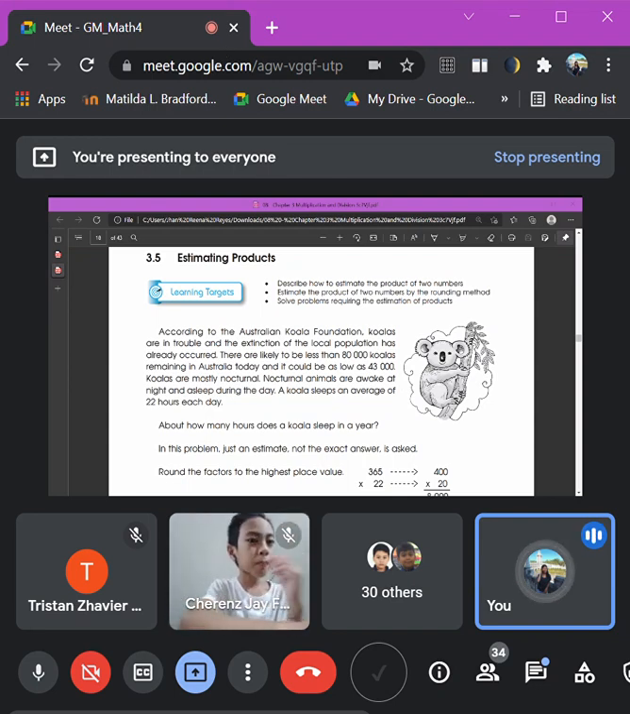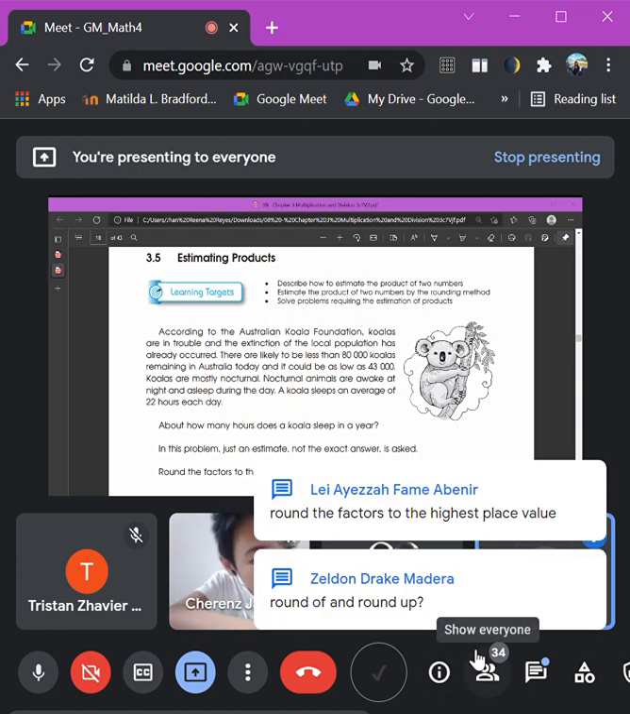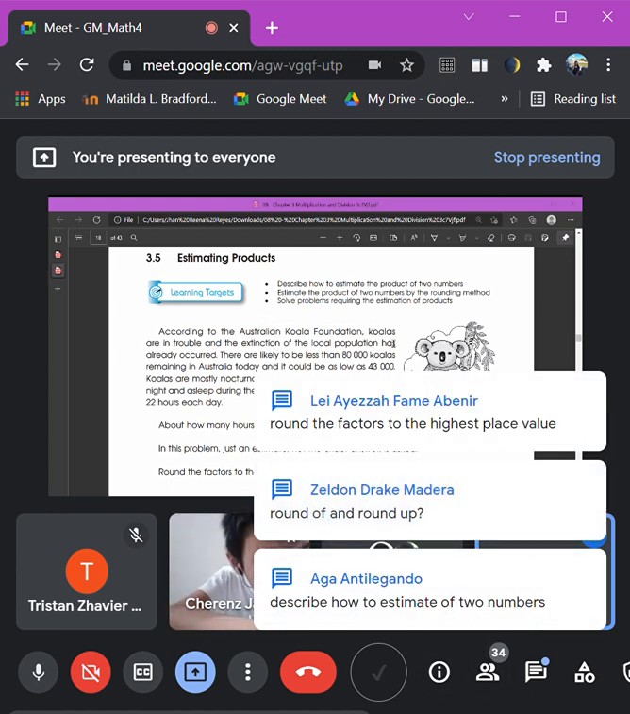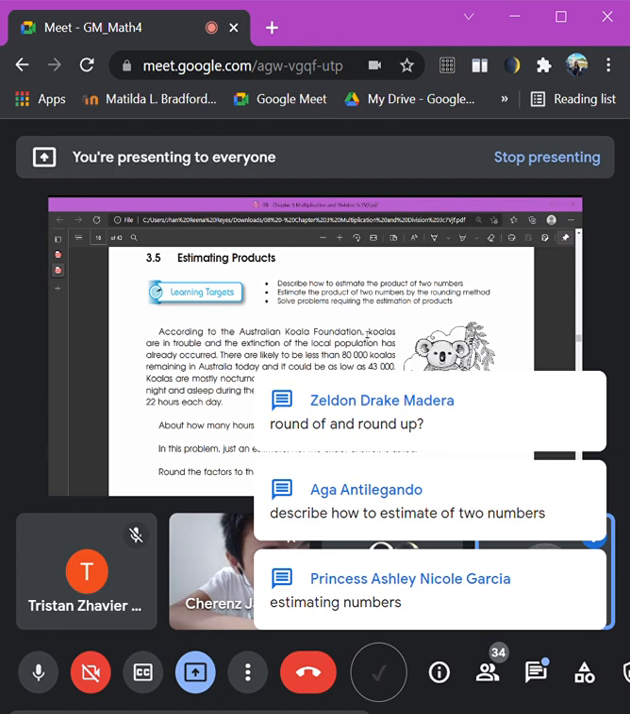Okay, so somehow your answers are correct, but round the factors to the highest place value. Okay, round off and round up.